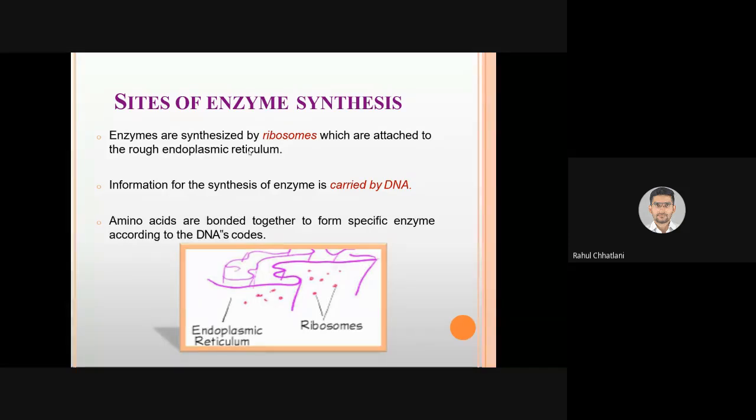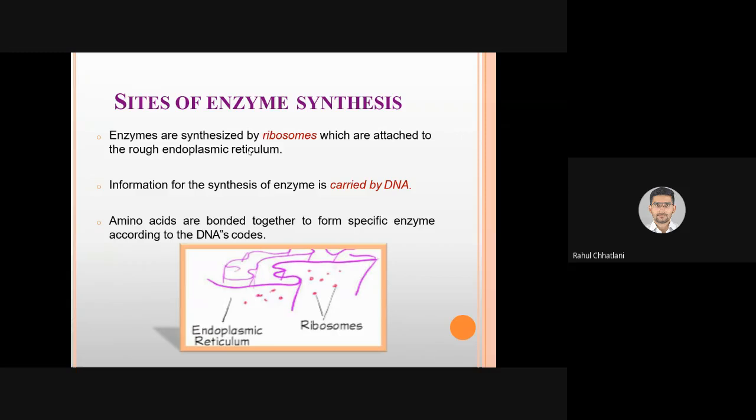Enzymes, or proteins, are always synthesized in ribosomes. Remember this, that are present on the rough endoplasmic reticulum, RER. It is made from our DNA, specific parts of DNA.